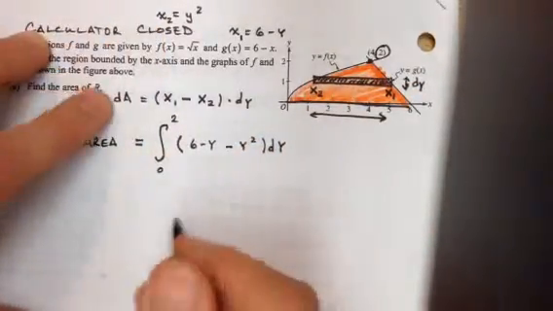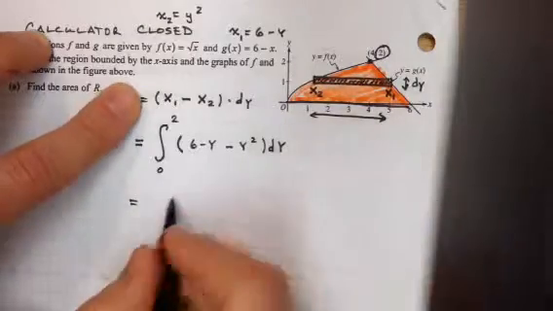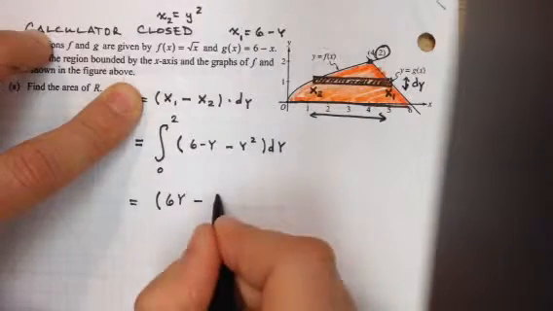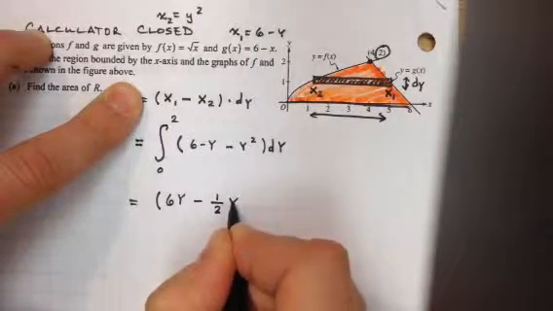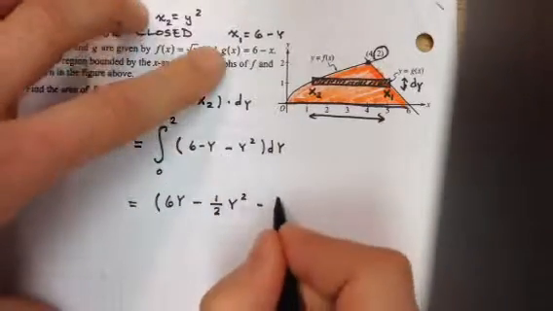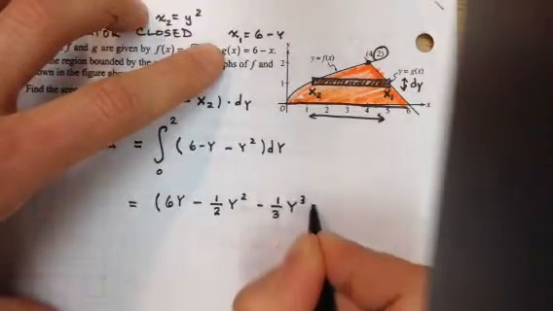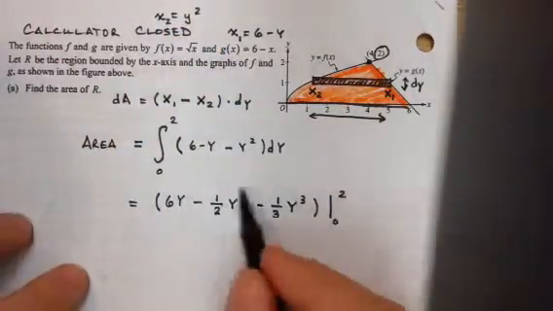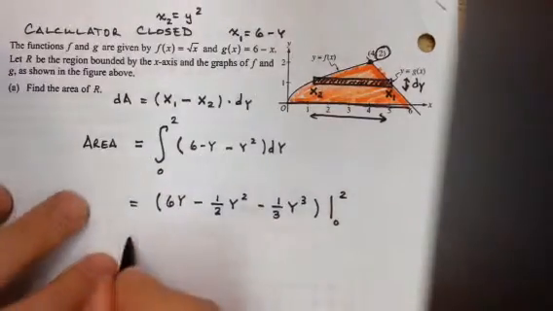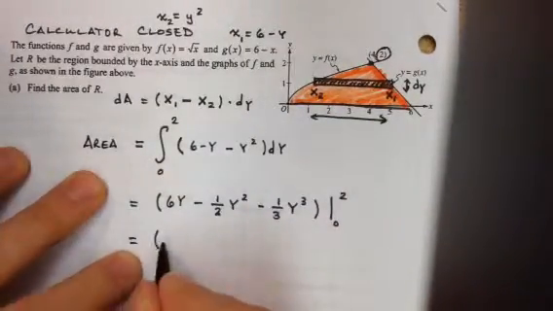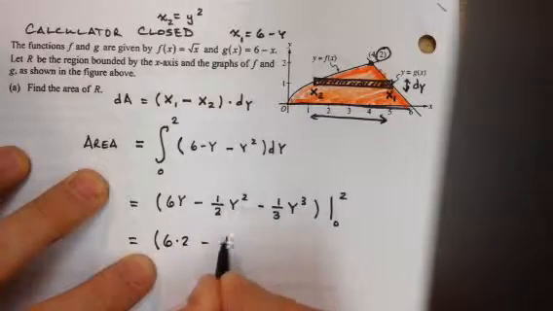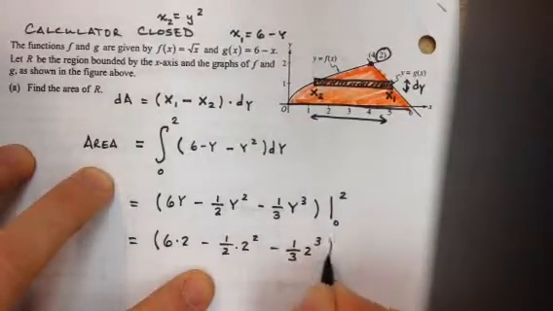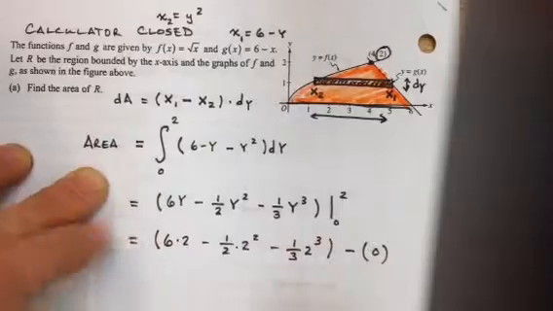There's our integral. When we evaluate by hand, we take the antiderivative, which gives us 6y minus half y squared minus 1/3 y cubed, evaluated from 0 to 2. You can see that in this case, if we plug in the 0, that term will be 0. So all we have to do is plug in the 2, which gives us 6 times 2 minus half of 2 squared minus 1/3 of y cubed, minus, I guess you get 0 if you plug that in.